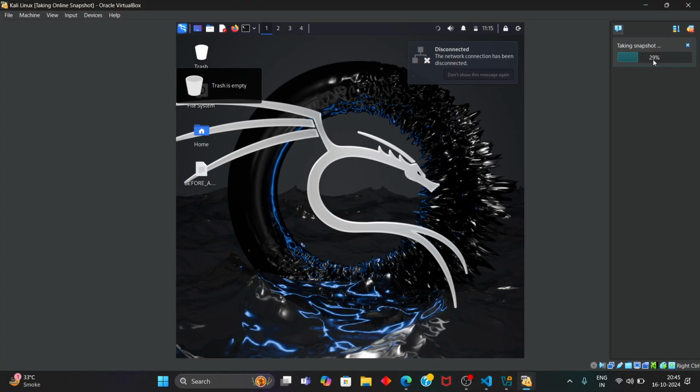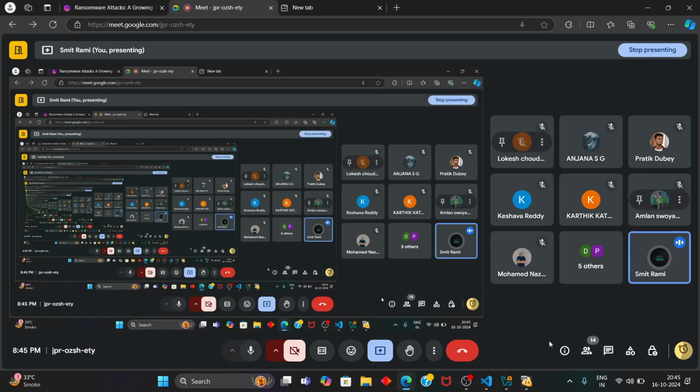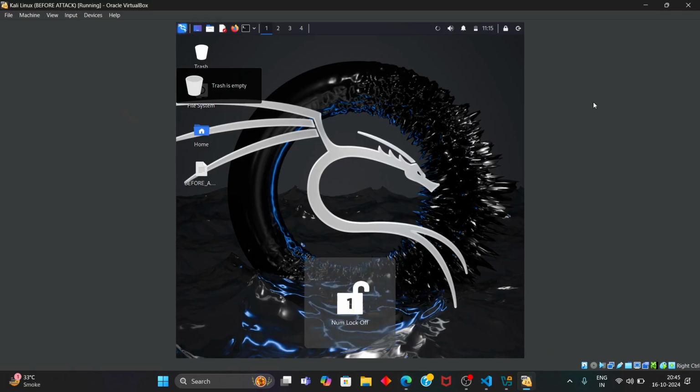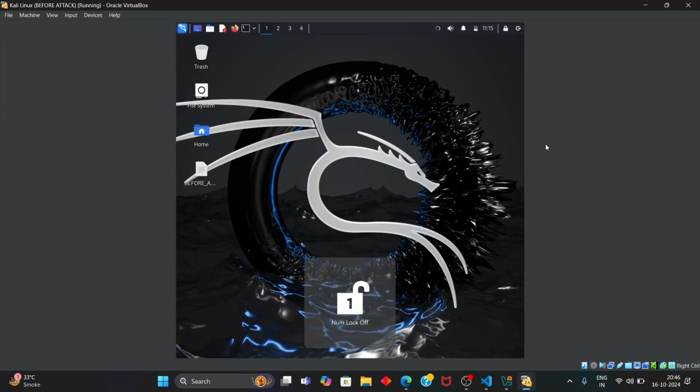It is taking the snapshot here. This is one kind of photograph of our system. Snap, from the word snapshot, in simple terms is a photograph of our system. When we want to revert it back, we can revert to the condition when we took this snapshot. So I think the snapshot has been taken.